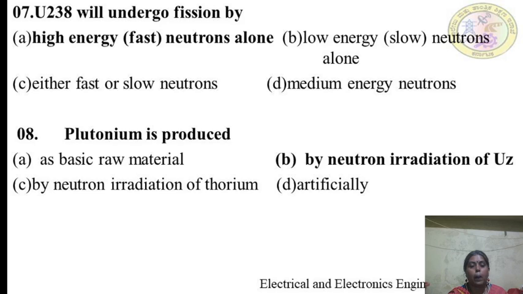Next, eighth one. Plutonium is produced A. as basic raw material, B. by neutron irradiation of uranium, C. by neutron irradiation of thorium, D. artificially. The correct answer is by neutron irradiation of uranium. Plutonium is produced by neutron irradiation of uranium.